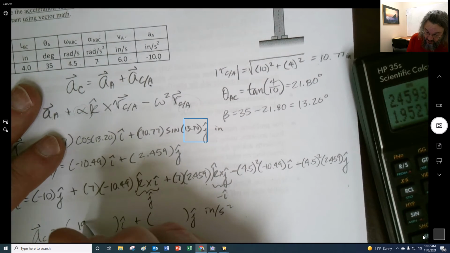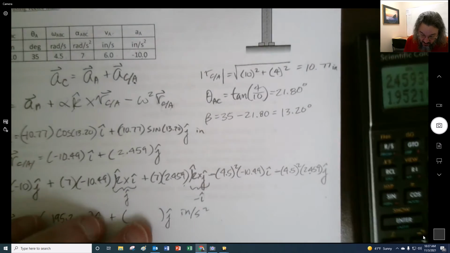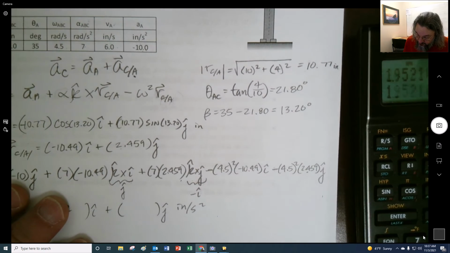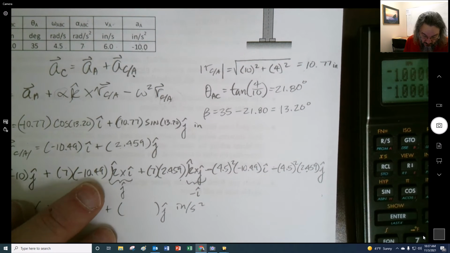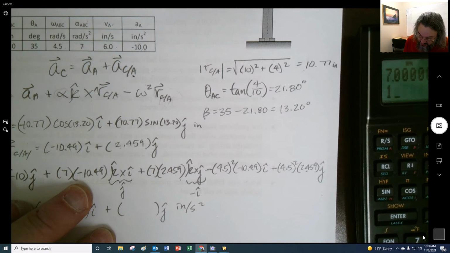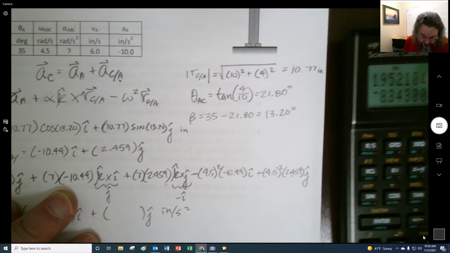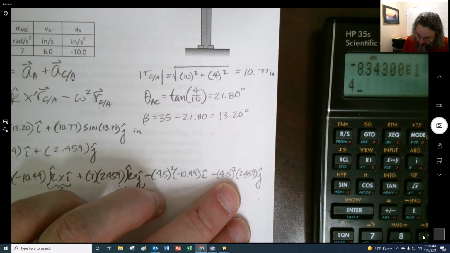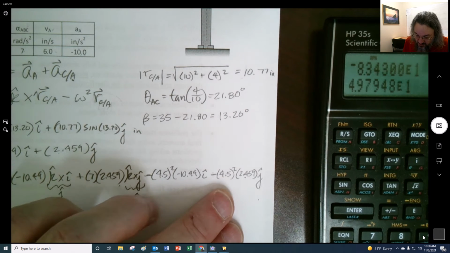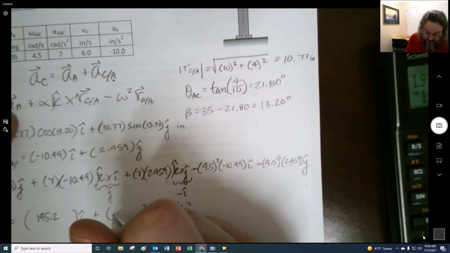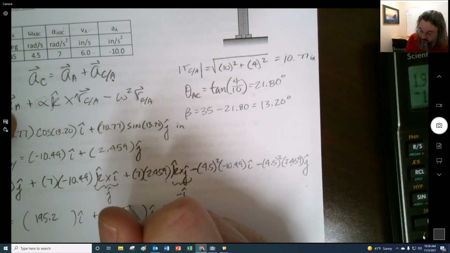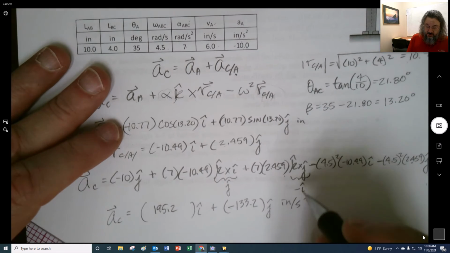So we get 195.2, and then I have a negative 10 for my J. I'm going to have 7 times 10.49. Right, and that's also negative, so subtract that out. And then lastly, we have this one, 4.5 squared and 2.459 times, and it too is negative. So we're going to get a negative 133.2. And that right there is the answer.